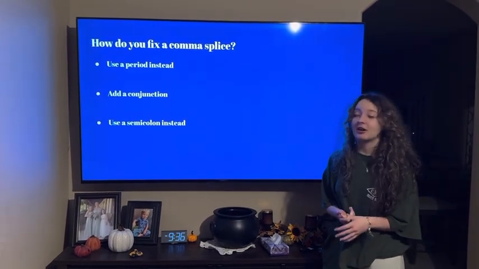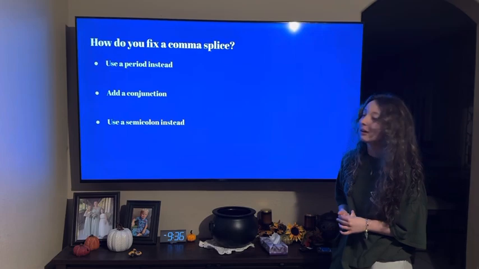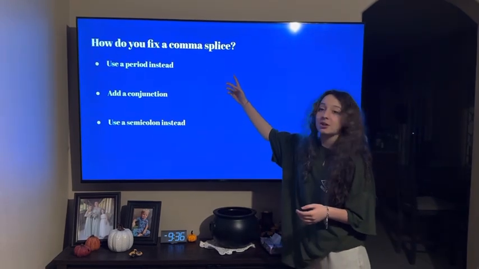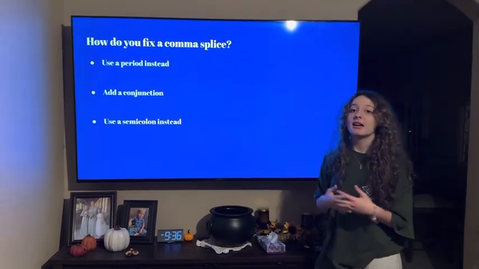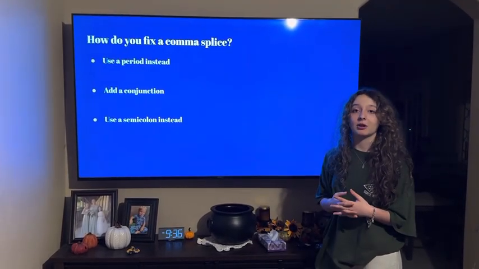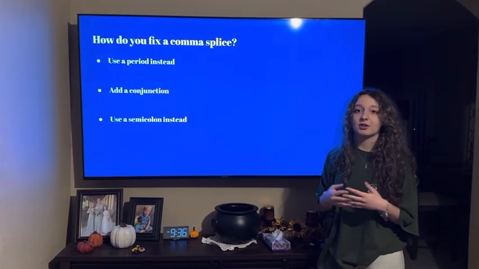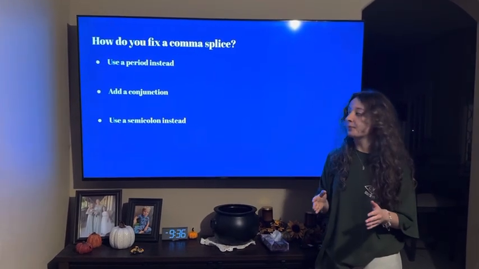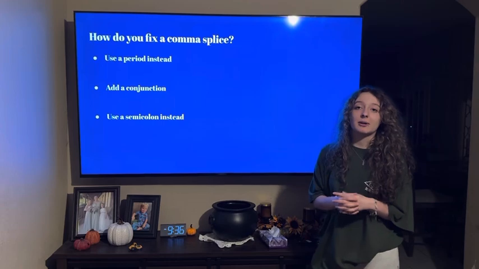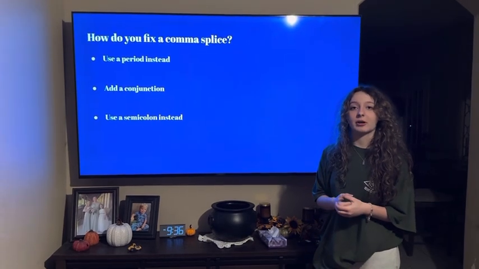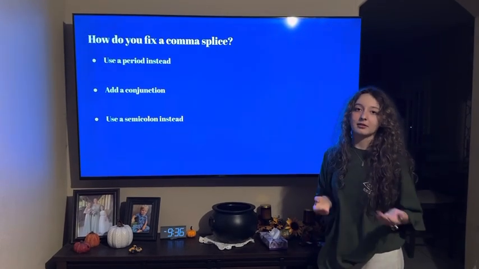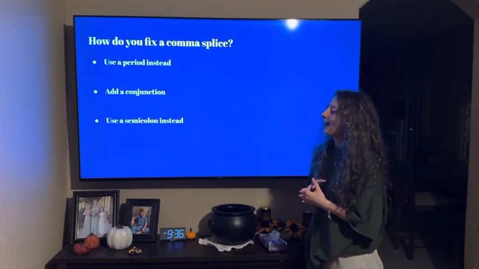How do you fix a comma splice? Now, as I said before, you are able to use a period instead, as independent clauses are able to form their own complete sentences, they express their own thoughts, they can stand alone. And then also a period is just a stronger form of punctuation rather than using a comma.